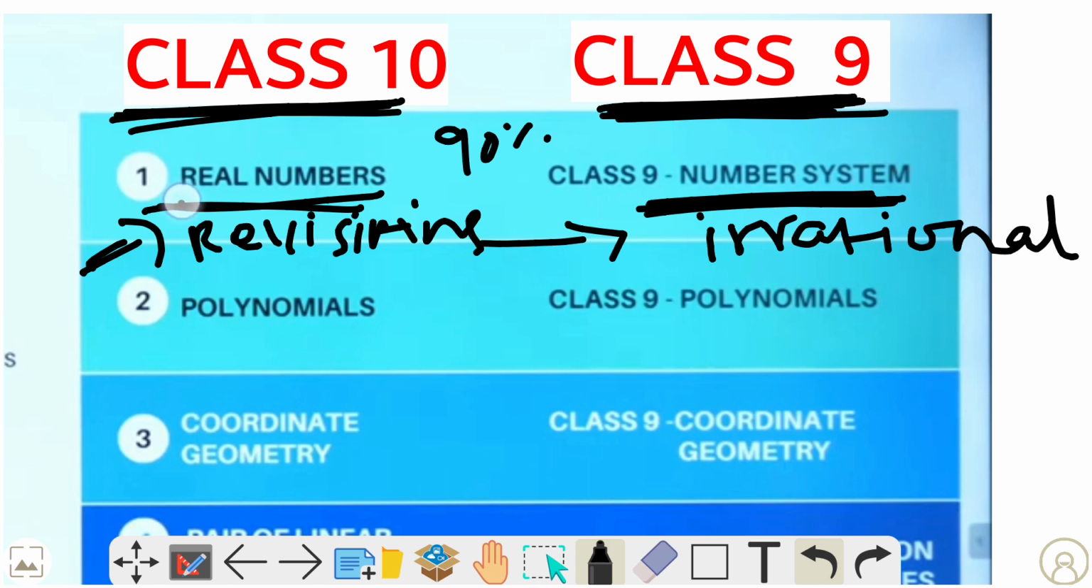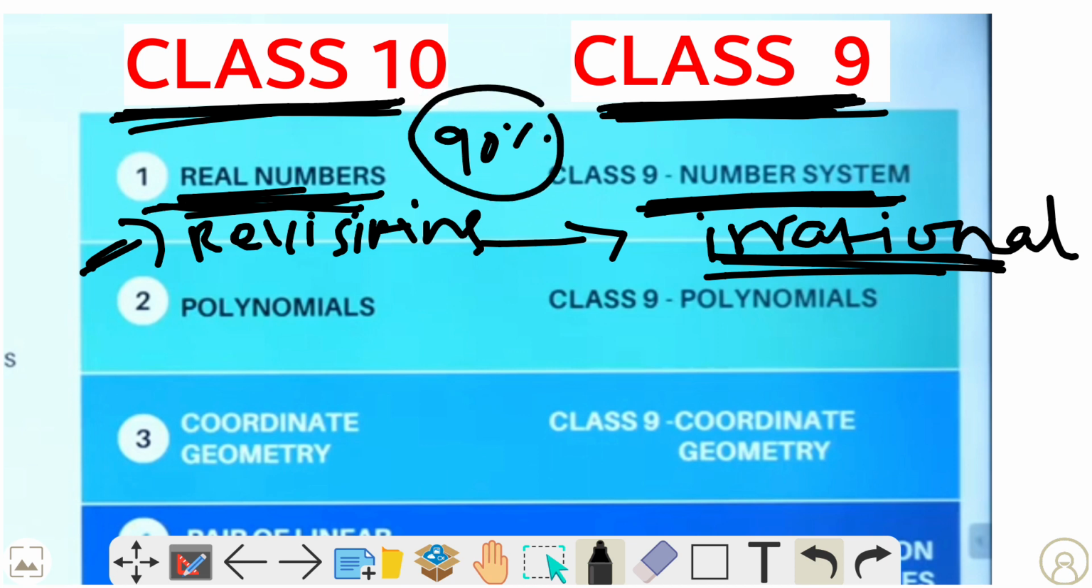In 10th standard that is your subtopic, which also includes revisiting irrational numbers. So you all know irrational numbers. An irrational number's decimal form is non-terminating and non-repeating. That is the definition of irrational numbers. So this is 90% the same in class 9 and class 10.